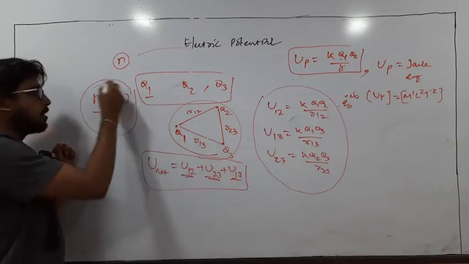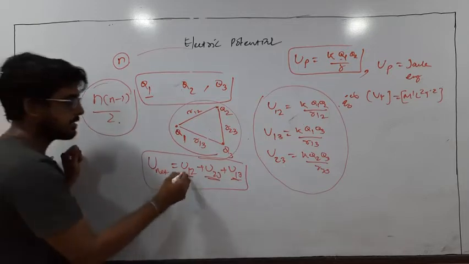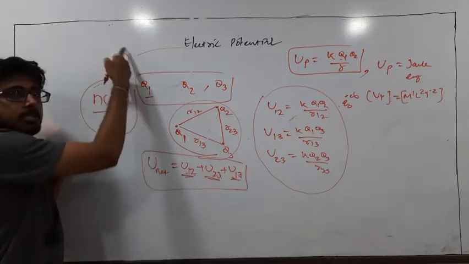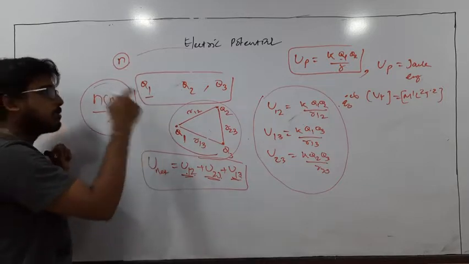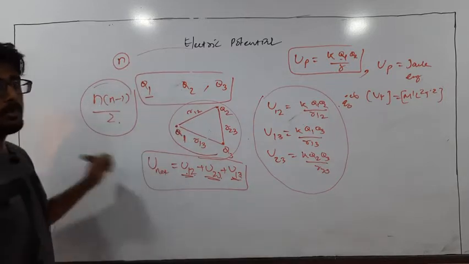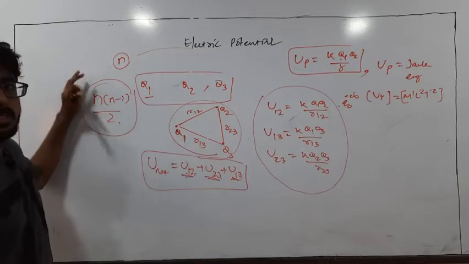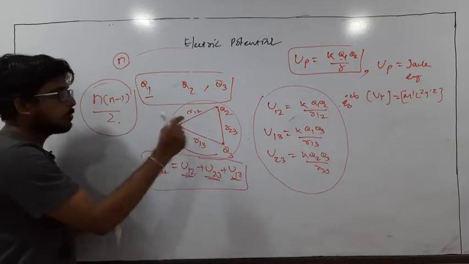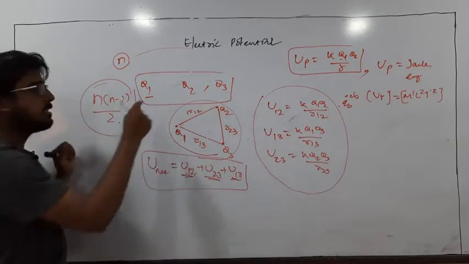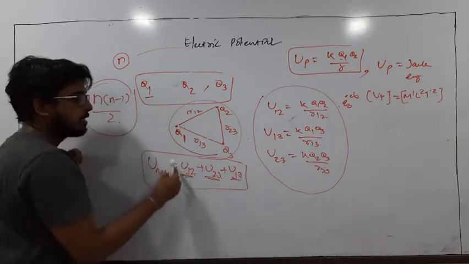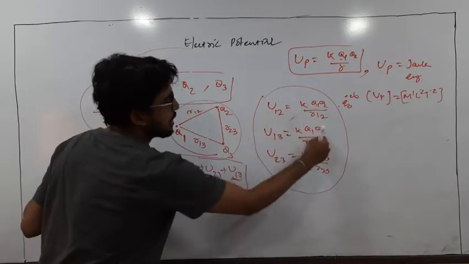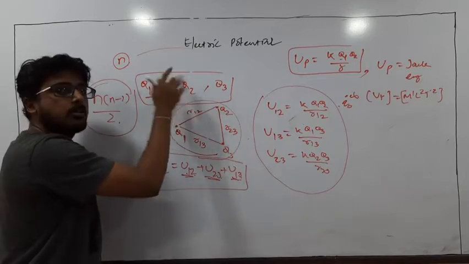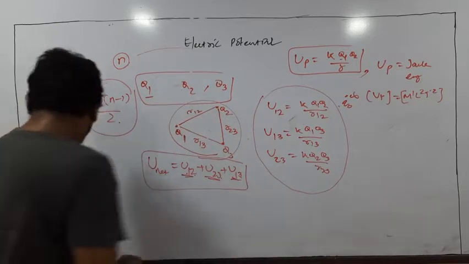For that we have to first calculate how many pairs there are, like this 1 2, 2 3, 1 3. So there are this number of pairs for n charges, then we have to calculate the potential energy for each pair, and then we can add them to get the net potential energy of the system. And for the calculation of each pair we have to take the charges with their signs. Here all the charges are positive, so I can take all of them as positive. If some are negative and some are positive, then we have to take the charges according to their sign. Clear?